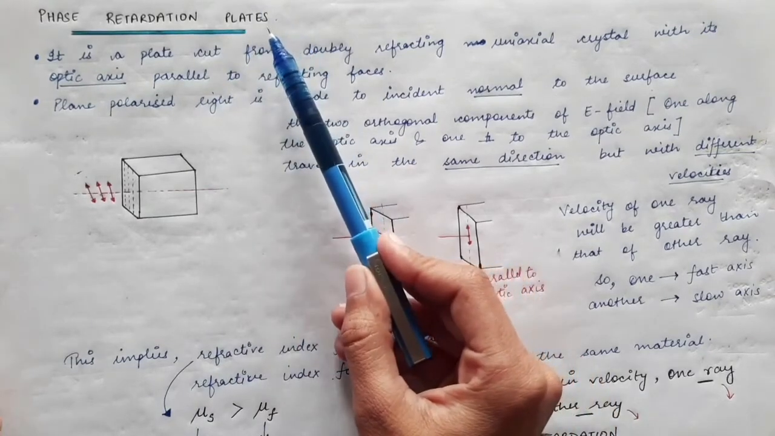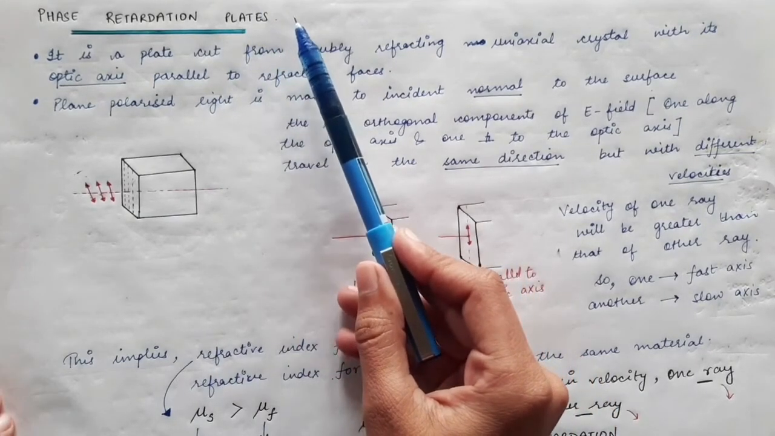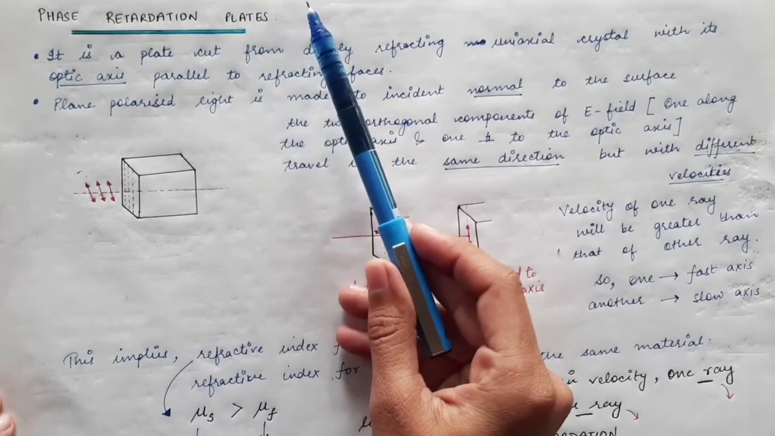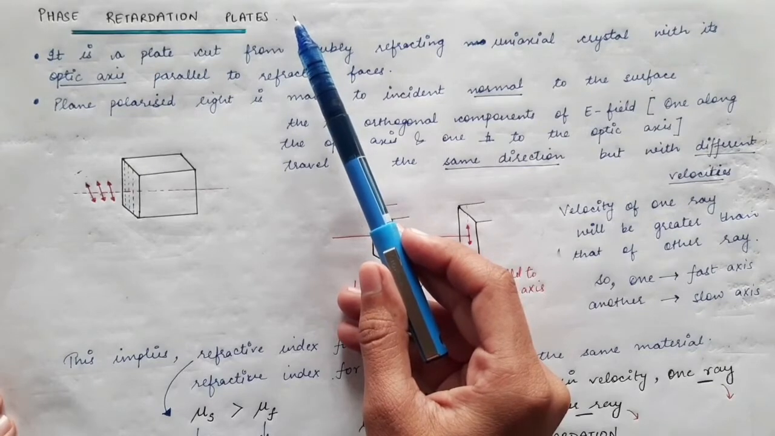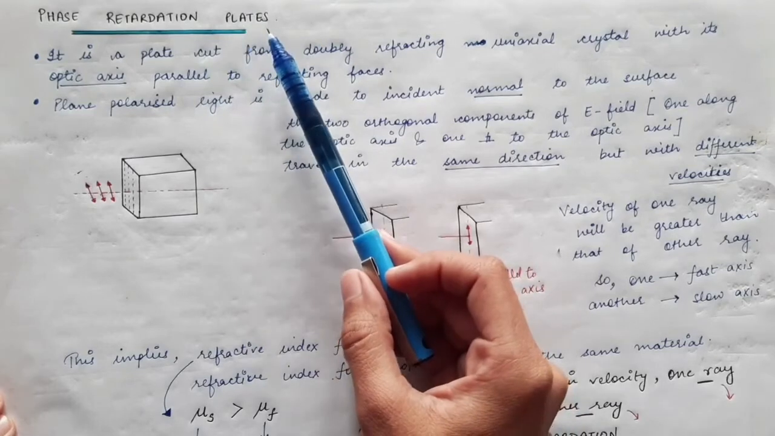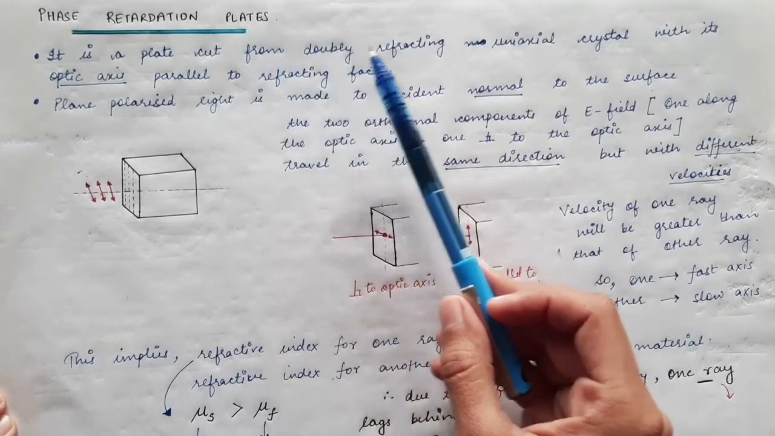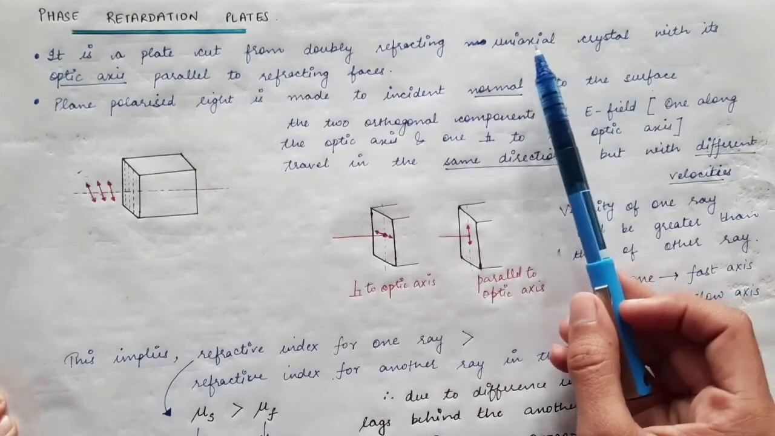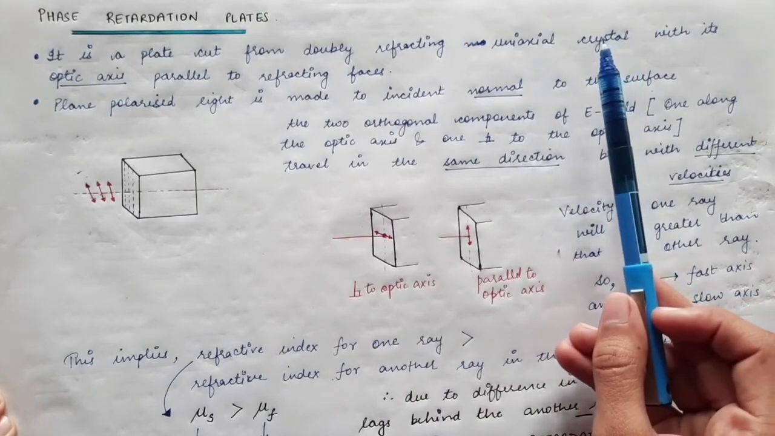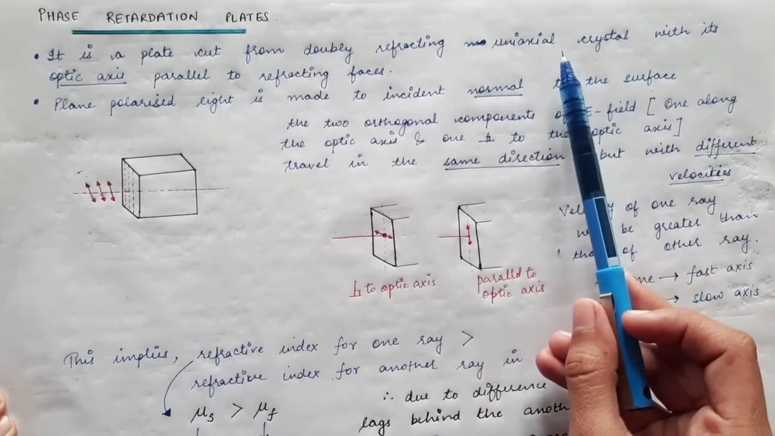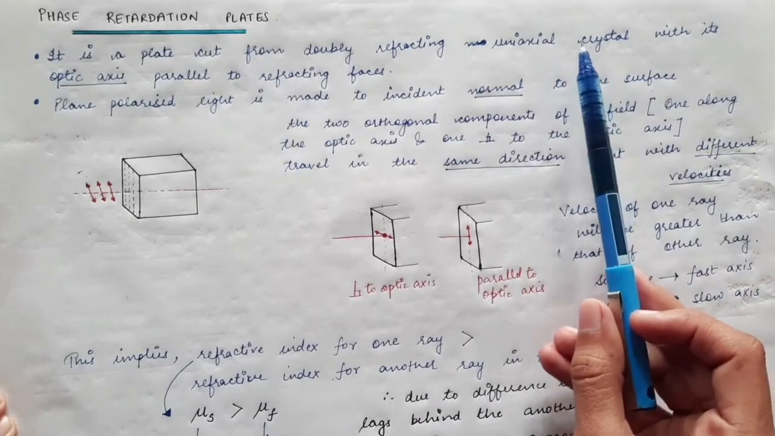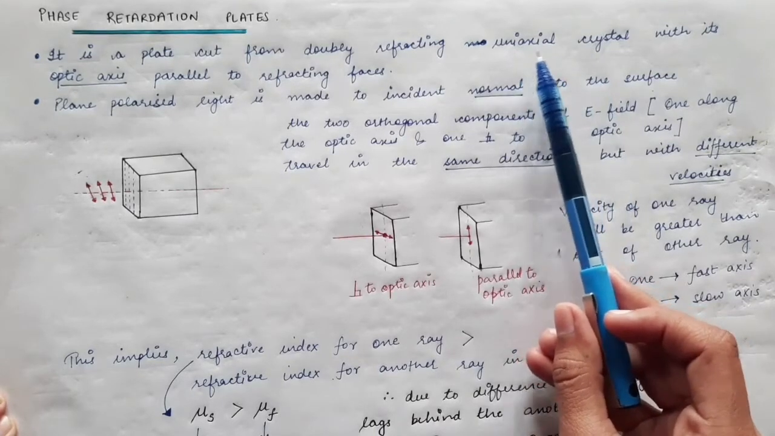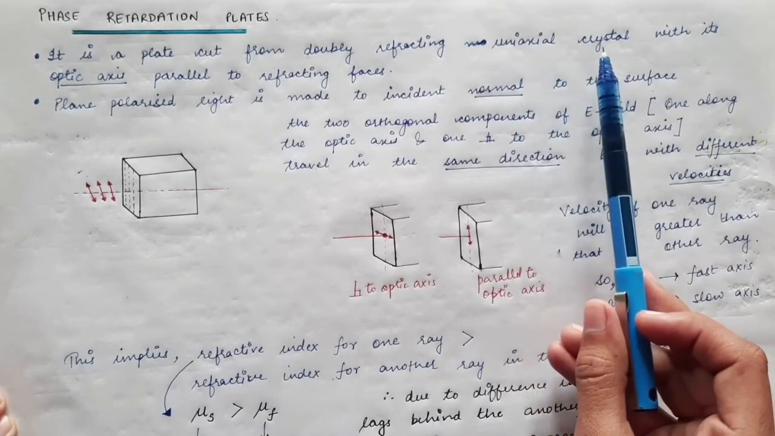These plates are made up from birefringent materials, the double refracting materials that we already studied in the previous lectures, for example calcite, quartz. Such materials are double refracting materials. These plates are constructed using double refracting uniaxial crystals. Now what is a uniaxial crystal? That we have already studied. Those birefringent materials which have only one optic axis are named as uniaxial materials or uniaxial crystals.